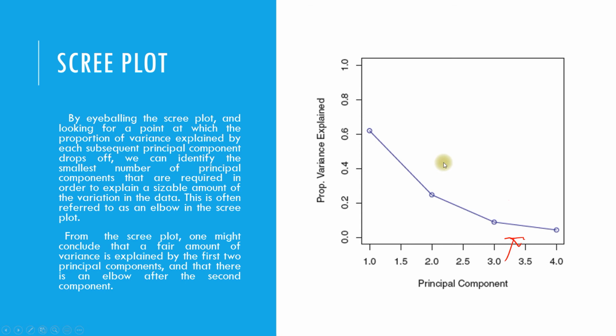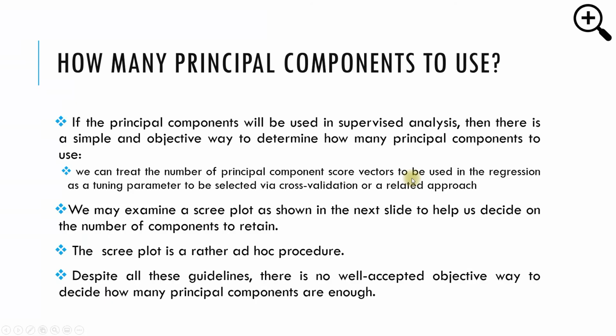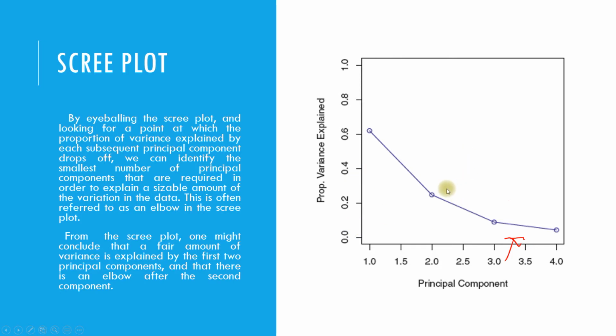But as I said to you, it's a relatively ad hoc procedure, right? There is no well accepted objective way to decide how many principal components are enough. This is one of the things that you need to bear in mind. Though you can have some guidelines, in the end, you might think that two is not explaining the data sufficiently, so you might have to go for more.